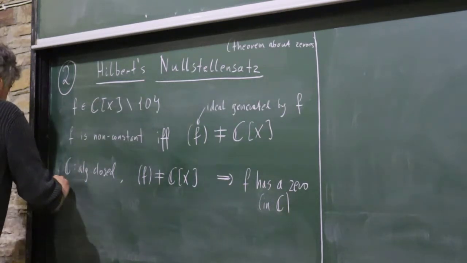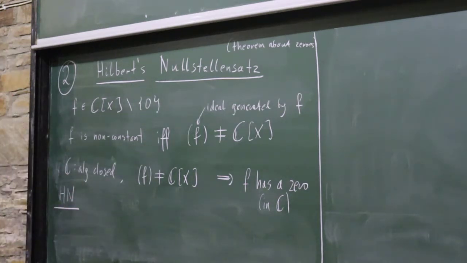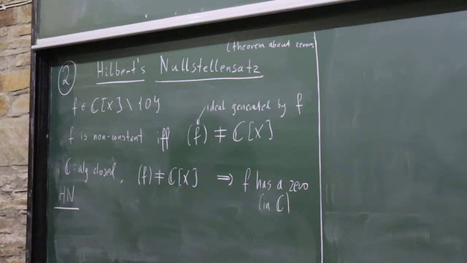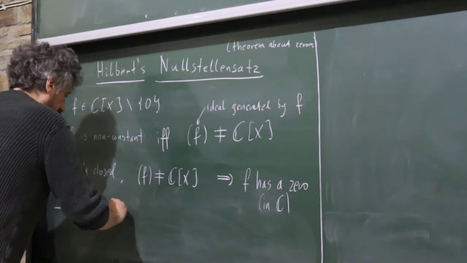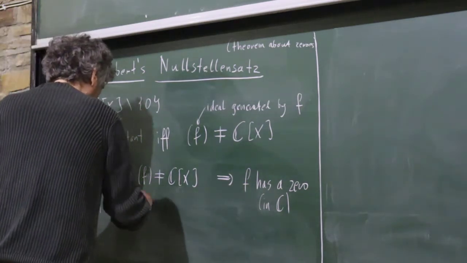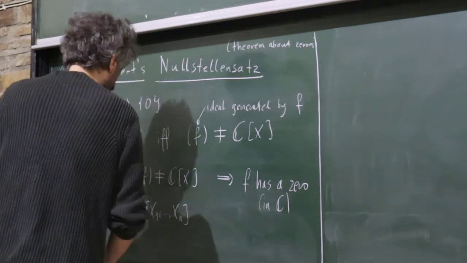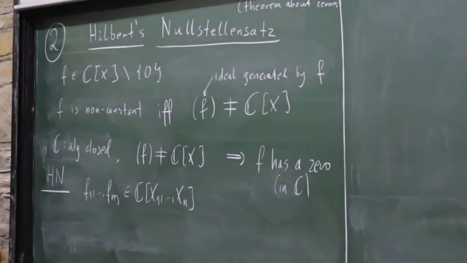So let me just say Hn. There are other versions, so sometimes this is called weak Hilbert Nullstellensatz, but it's really not much weaker than the other version, which is sometimes called by this name. So now we have m polynomials in n variables, where m and n may be different. And we are interested when can we find a common zero of them.